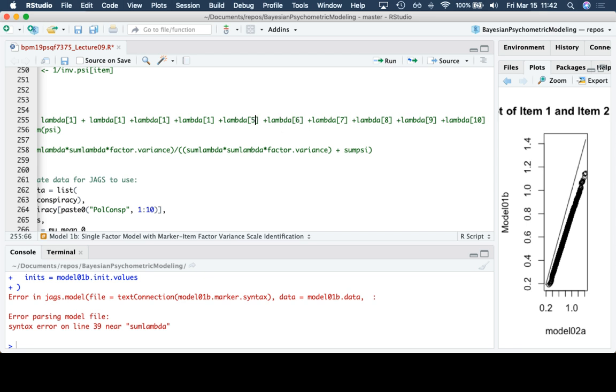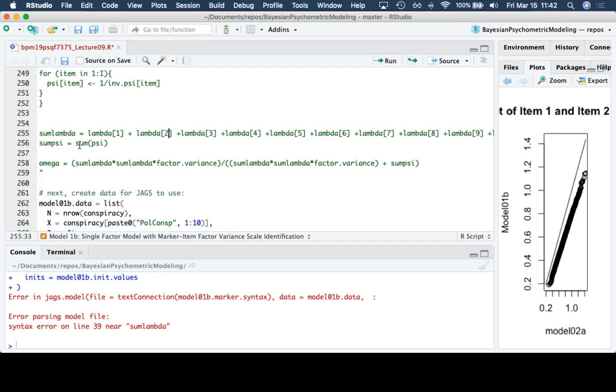And there probably is a way to shorten this in JAGS. It's just on the fly. I'm sorry, not going to be able to give that to you. And the same thing is going to tell me about sum psi. 2, 3, 4, 5, 6, 7, 8, 9, 10. Oops. And now you see why I'm so irrationally angry about nearly everything.